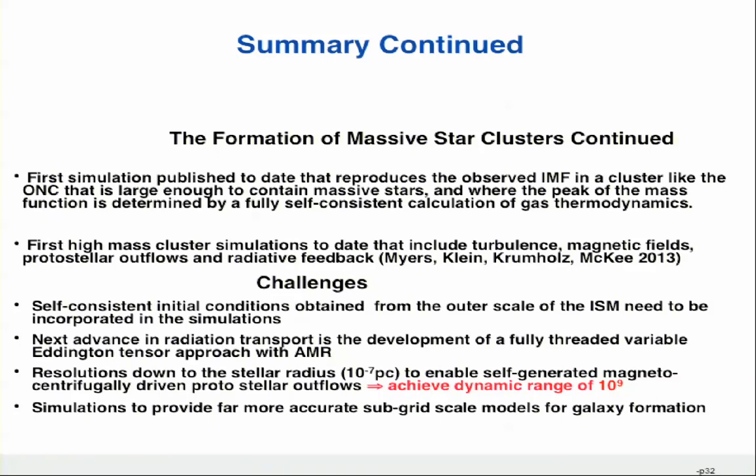Now, what are the challenges? Well, number one, major challenge: self-consistent initial conditions obtained from the outer scale, as I pointed out at the beginning of the talk. That needs to be incorporated into the simulations, so we're not inventing initial conditions on these lower scales. The next advance in radiation transport, in my opinion, is the full development of a threaded variable Eddington tensor approach that goes beyond what I described to you, long characteristics with moments. We need to get resolutions down to the radius of the star itself, and we need to do this to be able to generate self-generated magnetocentrifugally driven protostellar outflows.